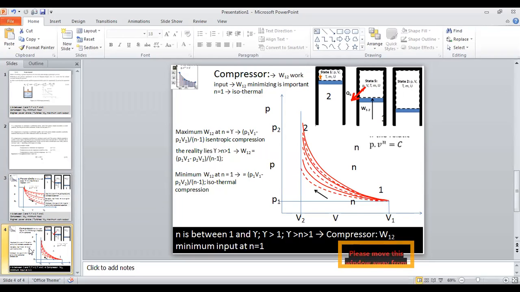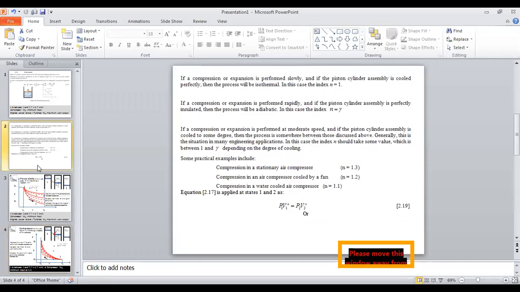So n is reducing. Initially, n for compressors, here you can see: air cooled, n is 1.2. Water cooled, n is 1.1. No air cooling or water cooling, n is 1.3. And 1.4 is gamma. Look at the value of n: 1.4 is gamma. That is for compressors. For an engine, it is the other way.